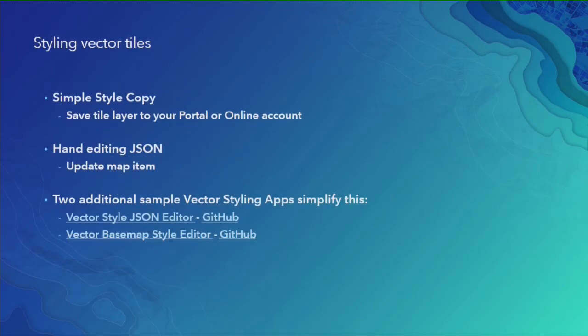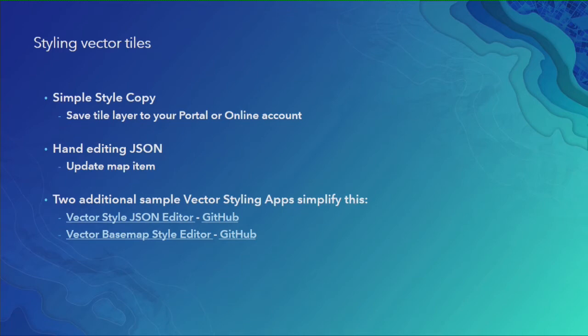In styling vector tiles, there's a couple different ways to do it. The first thing that we'll note is that you have to make a copy of your hosted layer before you can restyle it. So you can't restyle the hosted tile layer itself. You need a layer copy. And you can theoretically download that style, hand edit the JSON, and re-upload it. But I would not recommend doing that.